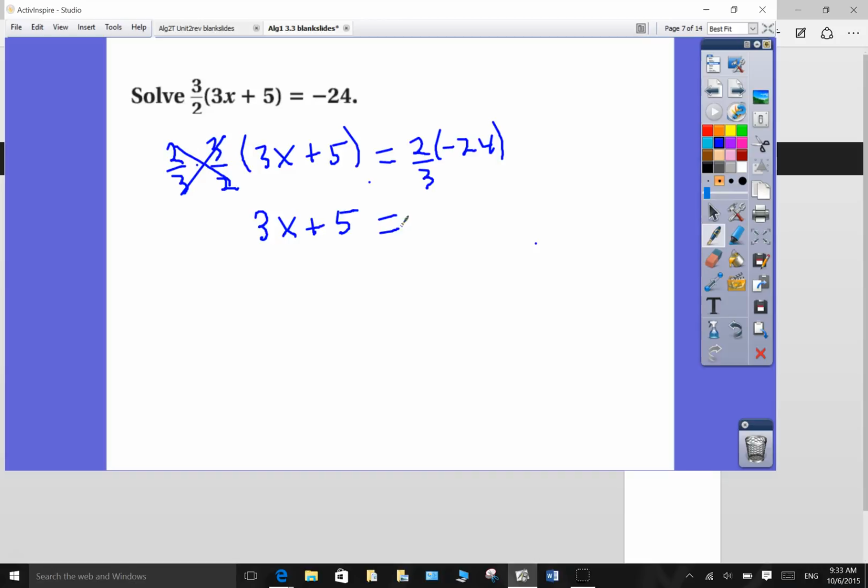Okay, now we can multiply 2/3 times negative 24 by putting negative 24 over 1. But much preferable is to recognize that 3 goes into 24 8 times. So this is negative, because there's still the negative there. 2 times 8, negative 16. So remember this step. If you have a fraction that's multiplying, to get rid of it, you multiply by the reciprocal.